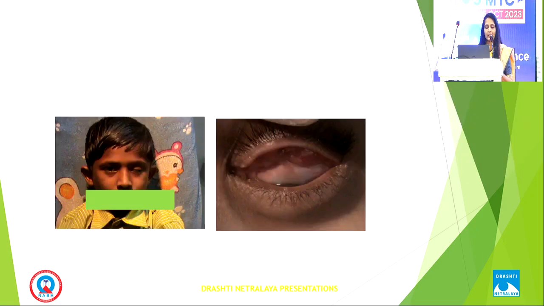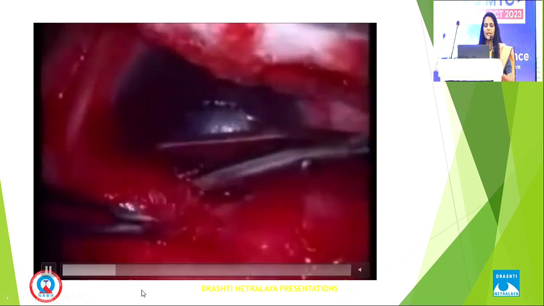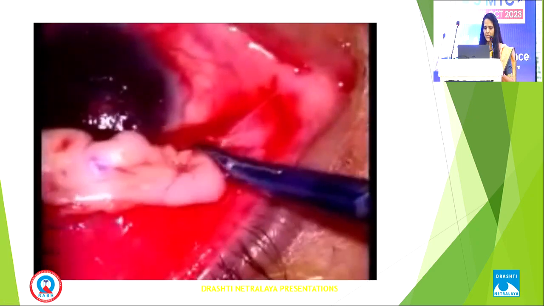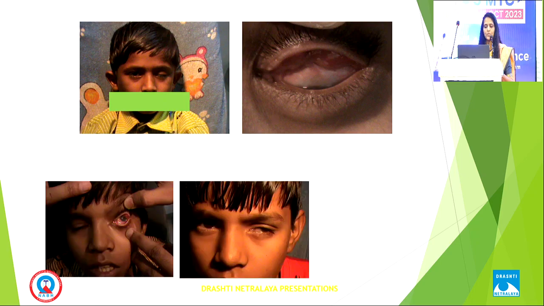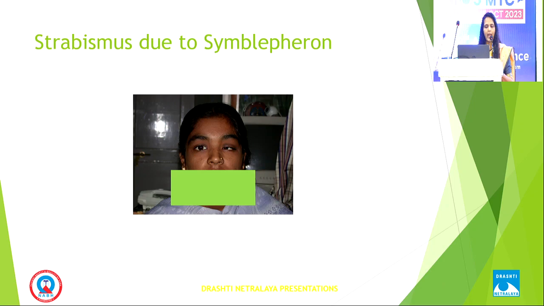Again, this ptosis can be secondary to symblepharon. So again, symblepharon release. Here we have placed a mucous membrane graft after symblepharectomy. So that also works very well. So this is the post-operative picture after 3 months, and the cornea regains its clarity.